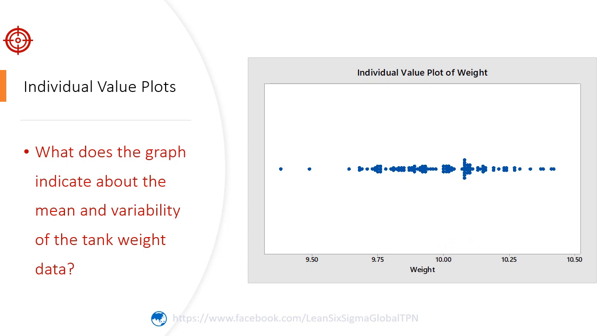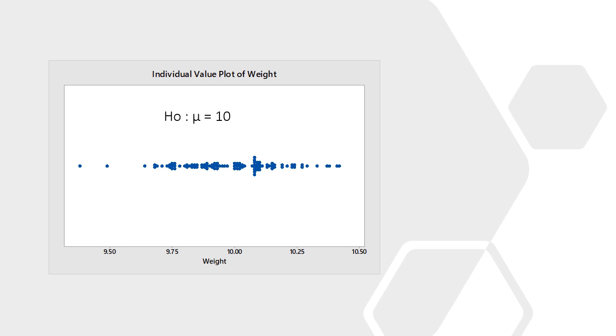The individual value plot gives us a sense of the mean and variability of our data. Next, we'll look at the t-test statistics and decide whether to reject or fail to reject the null hypothesis. So let's return to Gazprom, where we want to test the null hypothesis that the mean weight of propane tanks is 10 kg. We collected our data and graphed this on an individual value plot. Now we are ready to perform the one sample t-test. So what will the results tell us about the mean weight of the tanks?